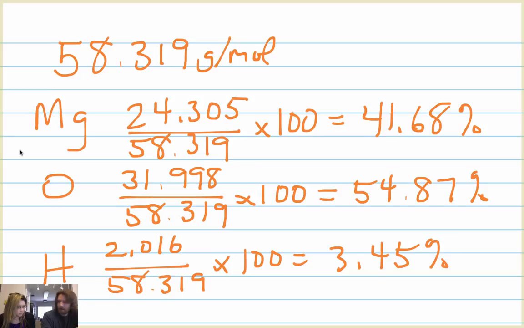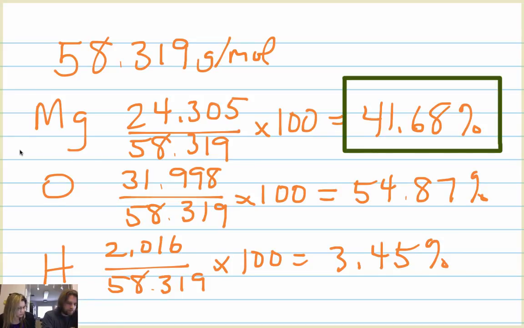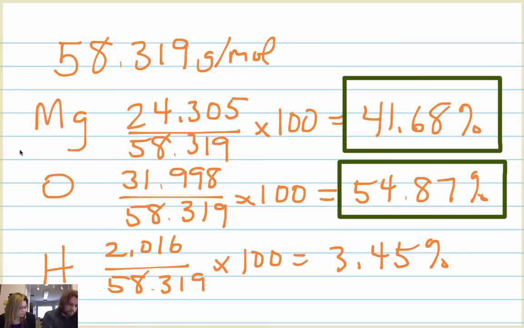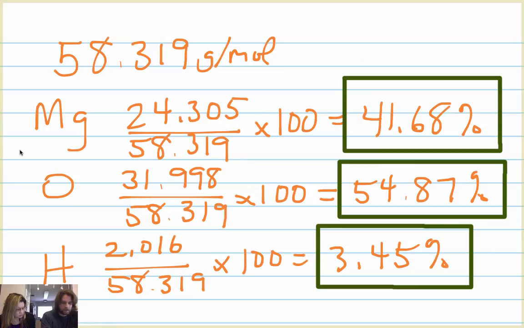So what does that show us? That shows us that in magnesium hydroxide, 41.68% of it is magnesium, 54.87% of it is oxygen, and 3.45% of it is hydrogen. So it's not just 3 elements that are each a third. It's based on mass. That makes sense. Pretty easy, right?